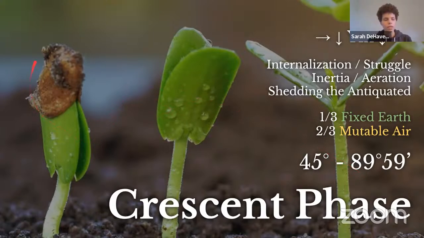As you notice, there is this seed capsule that is still connected to the shoot. I added this in relation to the other seedlings that are sprouting, just to show how the crescent phase can still have that shedding of the antiquated keyword, the remnants of the past attached to it as it struggles forward in its development, right? So these graphics may help you to internalize the concepts of this whole phase thing.